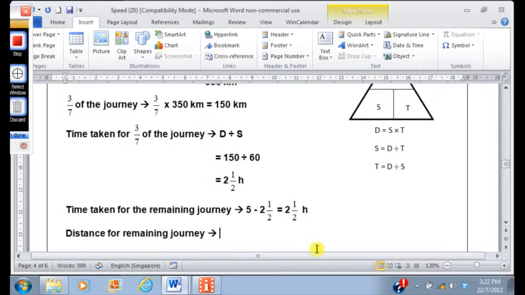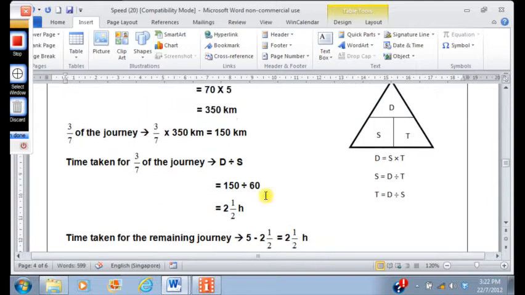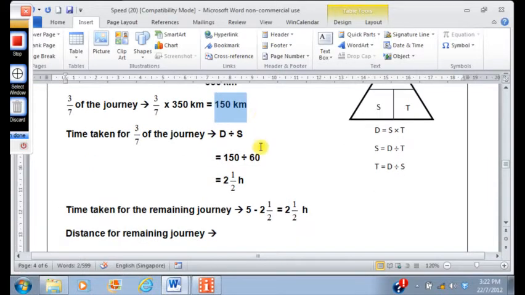Now the distance for the remaining journey will be very simple. We know the total distance is 350. We know the 3/7 of the journey is 150 kilometers. So all we need to do is we take 350 minus 150. What do we get? 200. So the remaining distance is 200 kilometers.